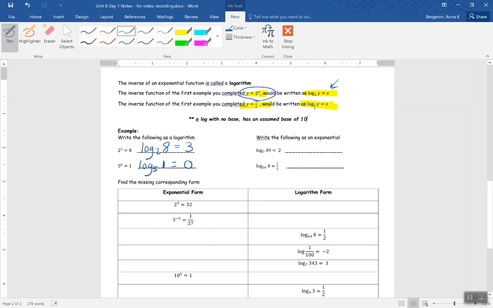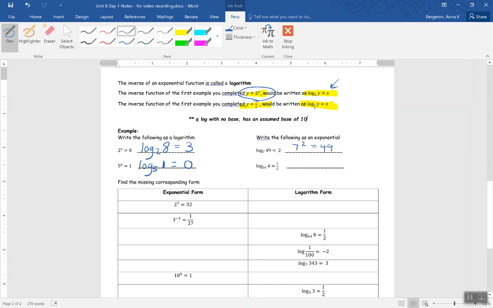All right, so then let's try going the other way. So I have log base 7 of 49 equals 2. So again, your base is 7, so that stays 7. And then your answer is the exponent, so that's the second power, equals 49.